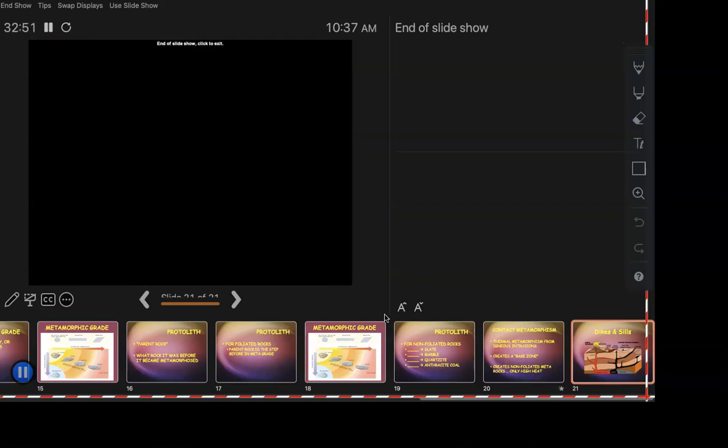All right, so I wasn't kidding. Handful of slides. We don't do metamorphics a whole lot. You will get a good bit more of that in lab, when we get to metamorphic rocks.